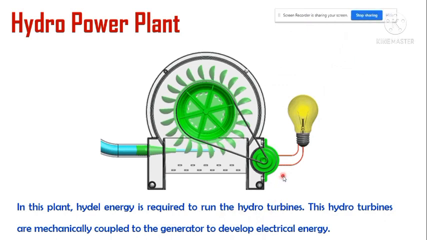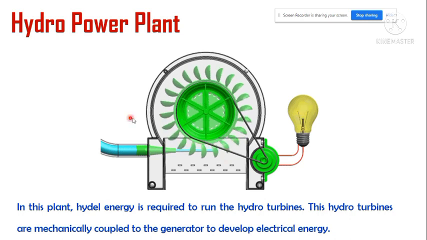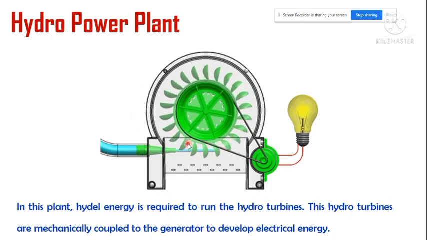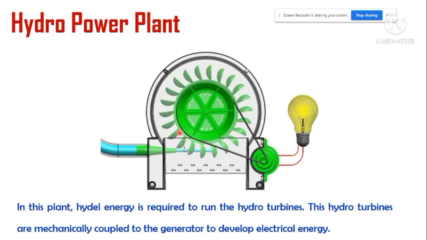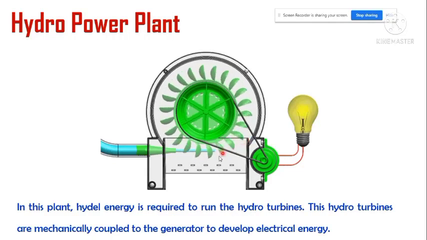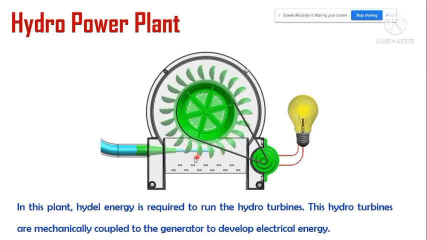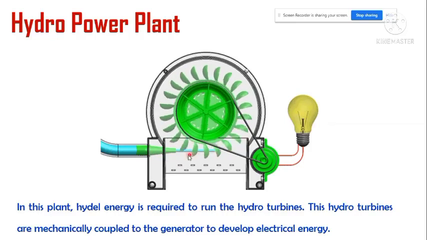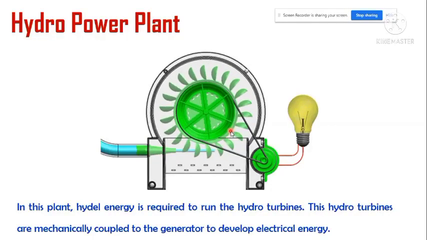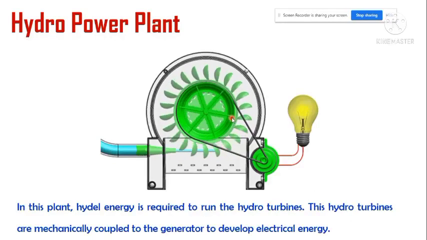So, these hydro turbines are mechanically coupled to the generator to develop the electrical energy. Suppose here in this animation picture, the green color rotating one is the turbine. The outer periphery of the turbine is arranged with some buckets. Here water is passed forcefully on the buckets. Due to this water force, the buckets will move, and the entire turbine will rotate like this.